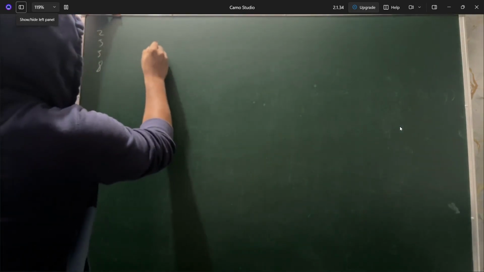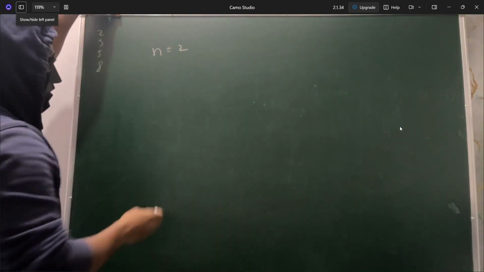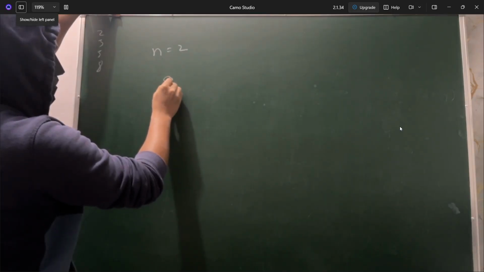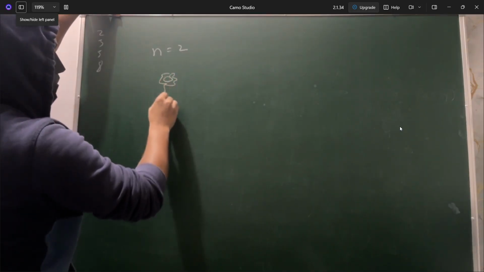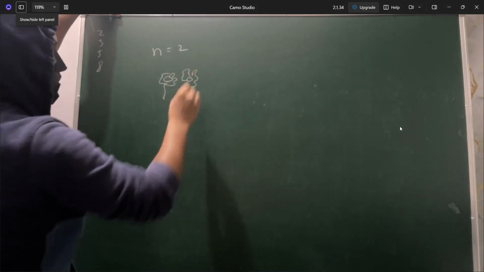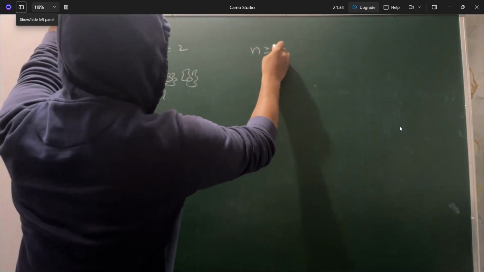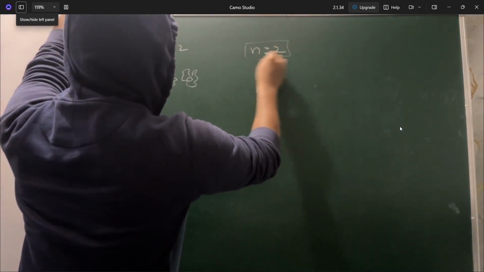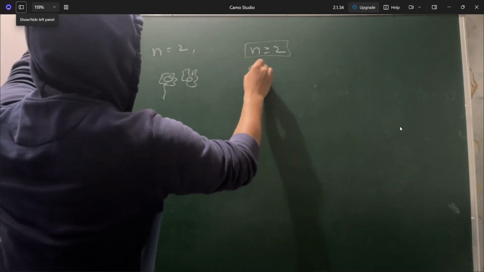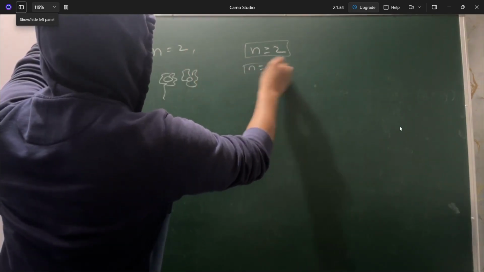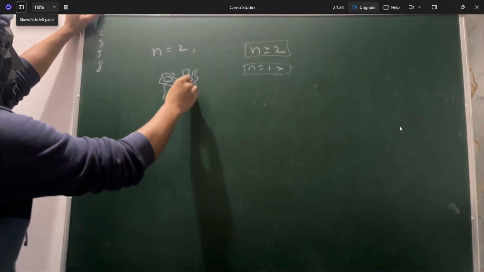So in the first test case, the n they have given is 2, so he has only 2 flowers. In the question they've said n is greater than or equal to 2, so n will always satisfy this. Your n cannot be 1. This cannot be the case. So now you have 2 flowers.